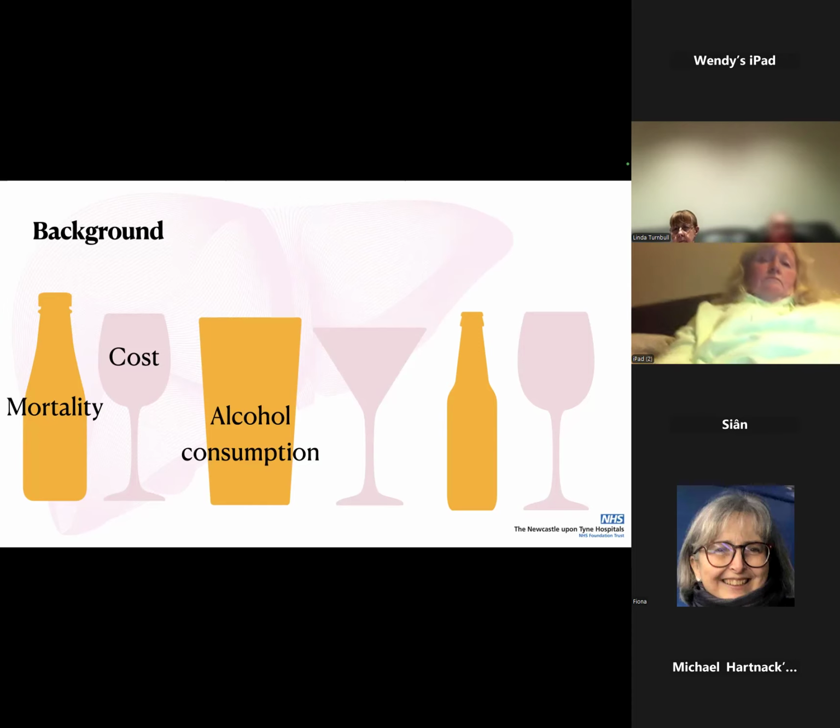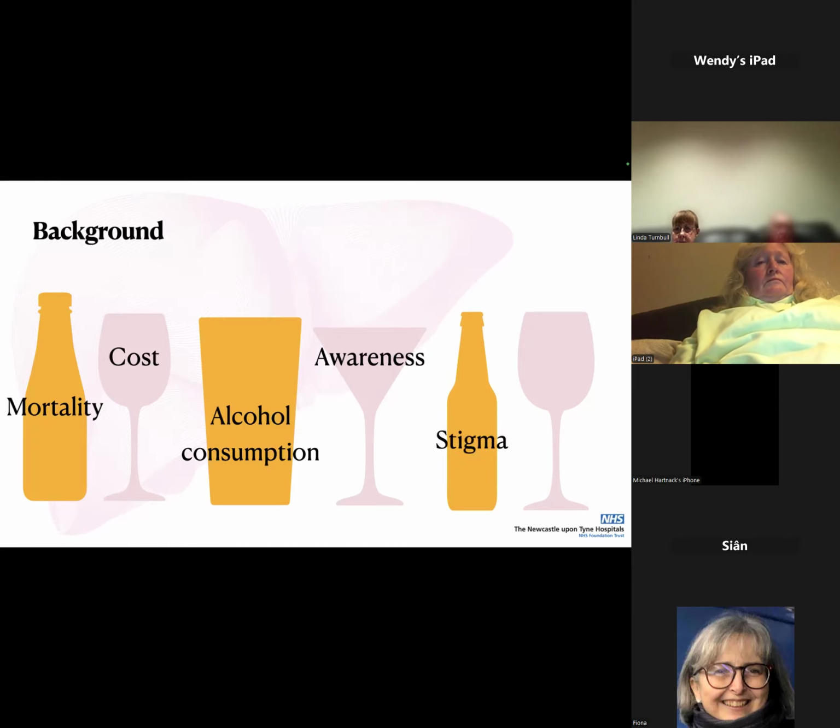And that's an effect that's only really been compounded by the COVID pandemic. So our alcohol consumption is rising or has risen. Awareness or a lack of awareness among the general public about what constitutes harmful alcohol intake and also the associated risks, but also a lack of awareness among healthcare professionals about what constitutes harmful drinking, how to screen patients appropriately, and where to refer those who are drinking harmfully.